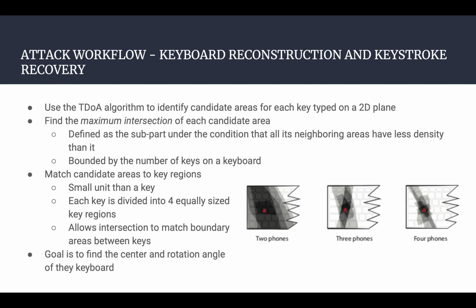And once the center and rotational angle of the keyboard can be reconstructed, then all of the keystrokes can be mapped to the keyboard using a similar maximum intersection for the candidate areas, and the keystrokes can be recovered. And you can see in this figure, just to help drive the point home, what that maximum intersection looks like. It's the darkest area across each of these 3 pictures. And as you can see, with more phones, you get a tighter intersection that is more closely aligned with a single key to estimate which key was pressed.